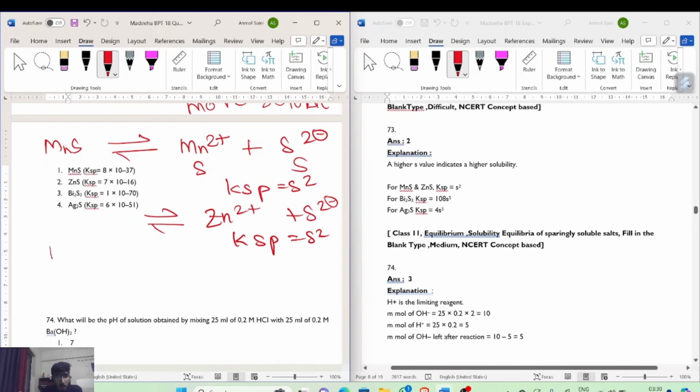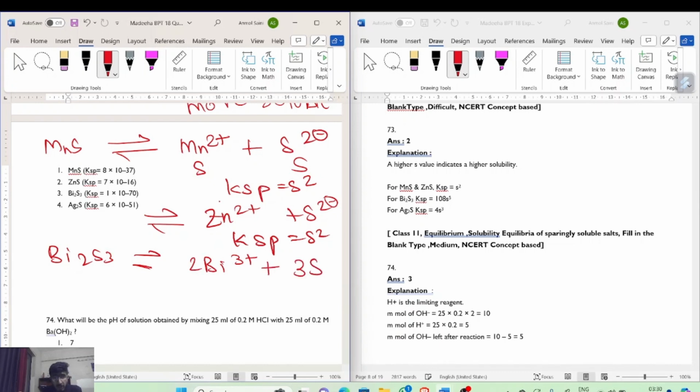Now for Bi2S3, it will break in the form of 2Bi3+ plus 3 times S2-. So the solubility product Ksp will be (2s) whole square, because we have to write 2 from the stoichiometric coefficient and also square it, into (3s) cube, where we write the stoichiometric coefficient and cube it as well. So it will give 108 s^5.